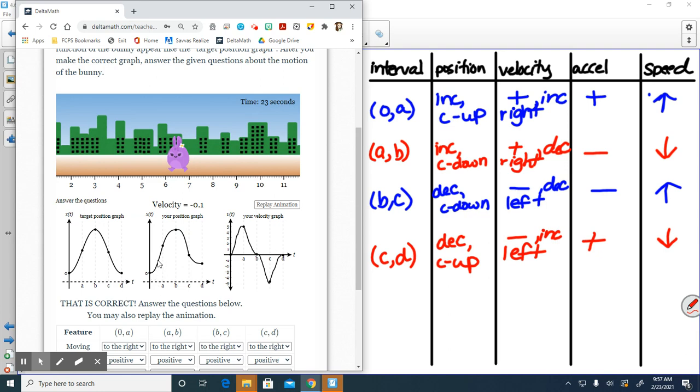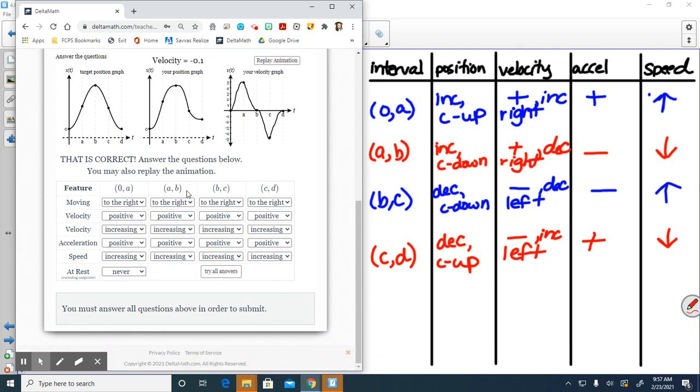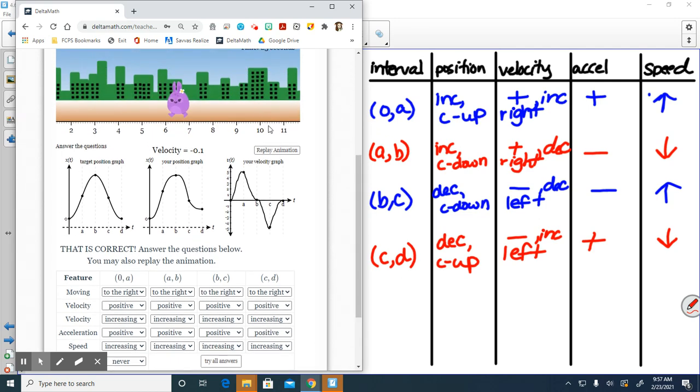Hey, that's correct. Now notice that my position graph didn't match exactly, but the concavity and increasing and decreasing intervals did match. So once you get it correct, you're going to have this table to fill out. And if you've already filled this out, it's going to make this part really easy. So from 0 to A, is my bunny moving to the right? Now I can also just watch the video to replay the animation.